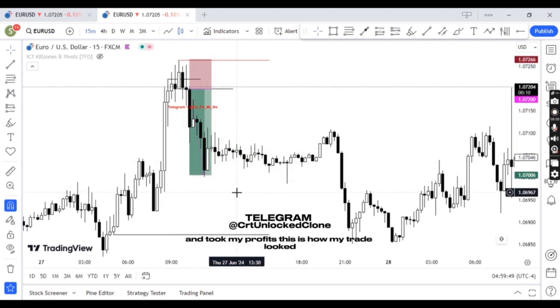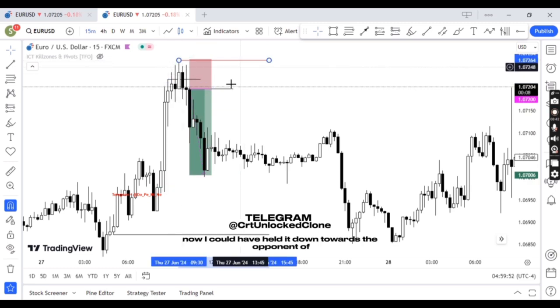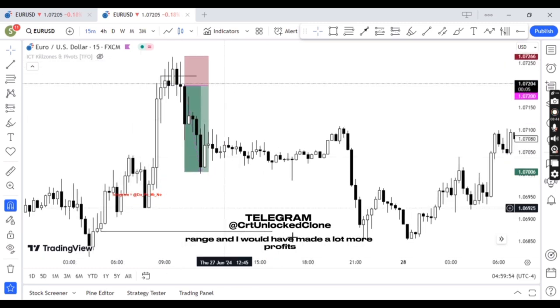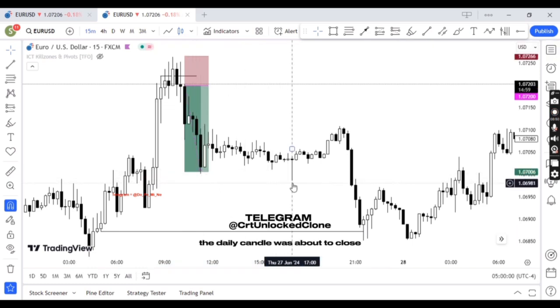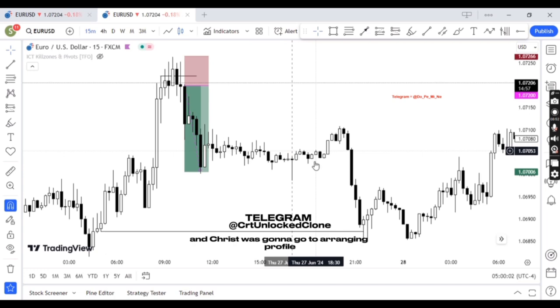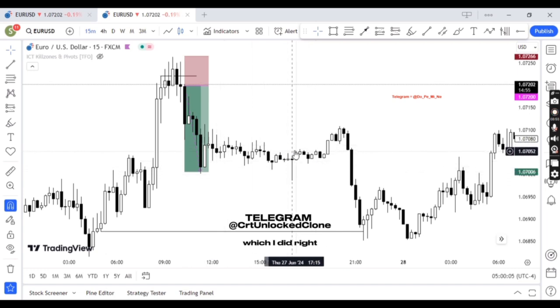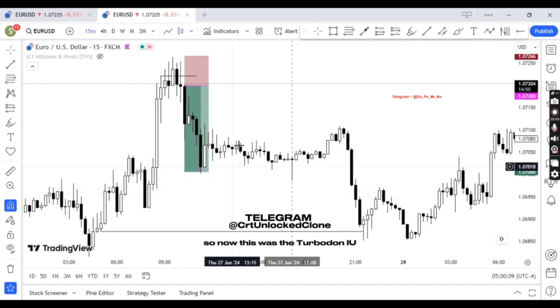This is how my trade looked. Now I could have held it down towards the opposing end of the range and I would have made a lot more profits, but I took my profits at the right time and closed my trade objectively, because I knew that the daily candle was about to close and price was going to go to a ranging profile, which it did, right? So this was the trade breakdown on EU.